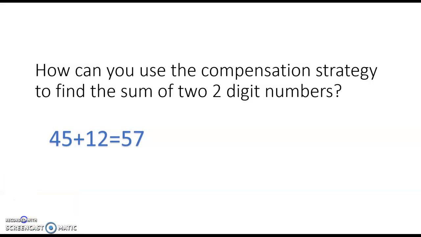Your lesson essential question is, how can you use the compensation strategy to find the sum of two two-digit numbers? So we're going to be using a strategy today called compensation. When we use compensation, we make numbers that are easier to add. And I'm going to show you what that means in a second. So we'll use compensation to find the sum. Remember, the sum is the answer to an addition problem.